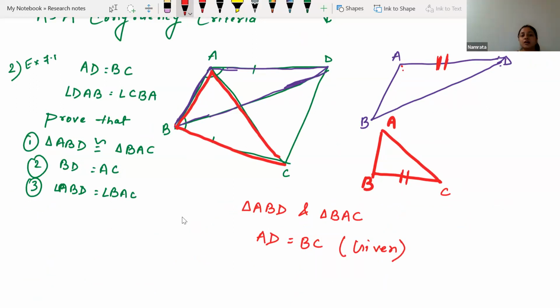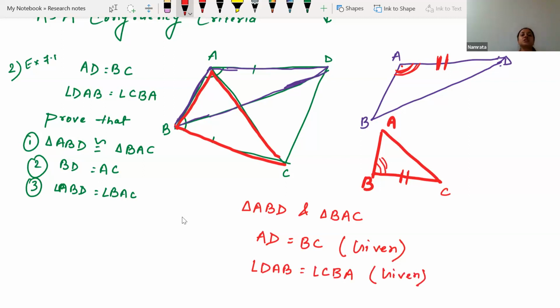Now the next condition given in the question is angle DAB is equal to angle CBA. That means this angle DAB is equal to angle CBA, this angle. So this angle is equal to this angle, which is also given in the question itself. Let's write it: angle DAB is equal to angle CBA. I'm writing it from the question itself.